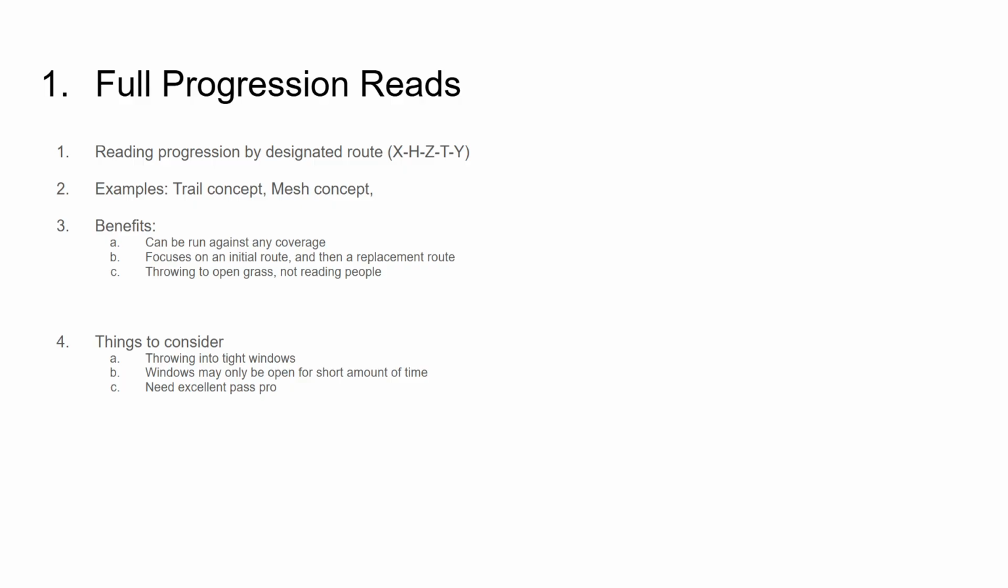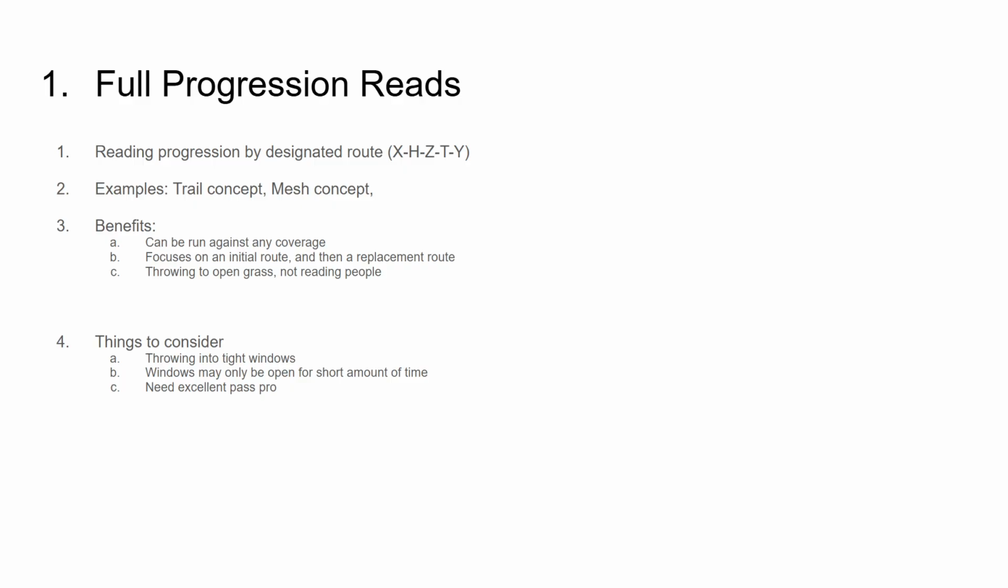So the benefit is that it can be run versus any coverage. A lot of the defenses like to get creative in post snap rolls or sending blitzes or whatever. As long as we're going through the progression, then if there's a play where they're blitzing, you can go to three or four, progress further along as your blitz control routes.